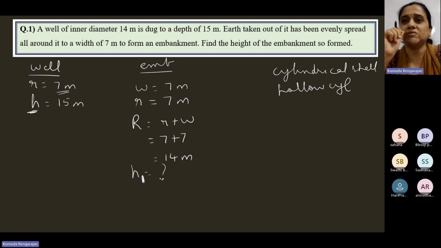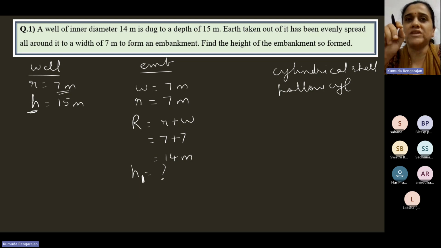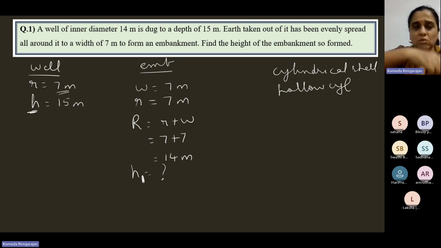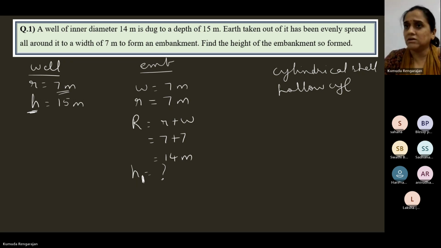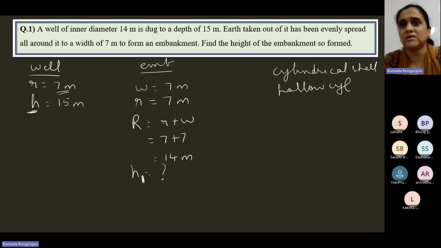So now what's the equation in words? The volume of the earth in the embankment is equal to the volume of the earth that is dug out. The volume of the earth in that wall is the same as the volume of the earth which is removed to make the well, which is dug out of the well. This is the equation. This is what we understand. So now this equation in words must be converted to a mathematical one using the appropriate formula.